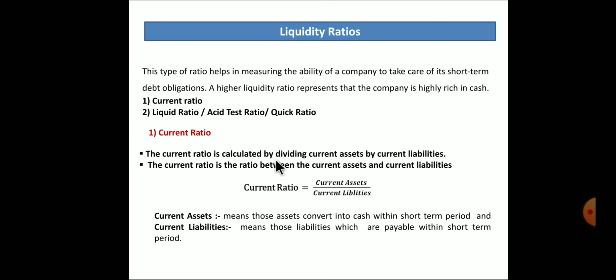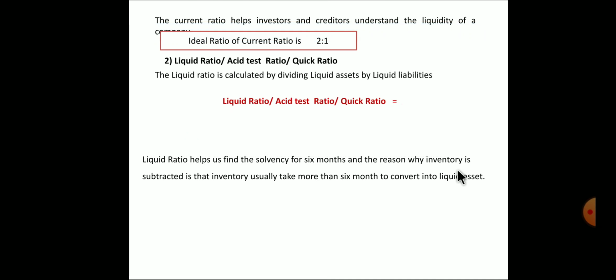liabilities. Formula of current ratio: current assets divided by current liabilities. Current assets means those assets which are convertible into cash within 1 year or a short-term period. It is called current asset. Current liabilities means those liabilities which are payable within 1 year, that is called current liability. The ratio helps investors and creditors understand the liability position of the business. The ideal current ratio is 2 is to 1.